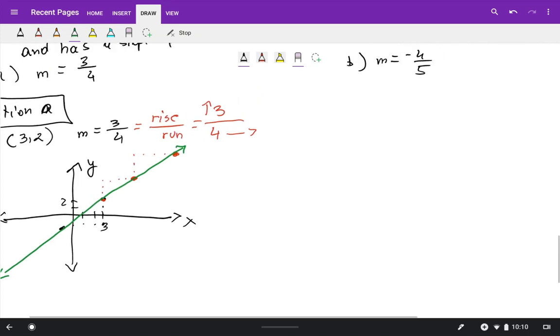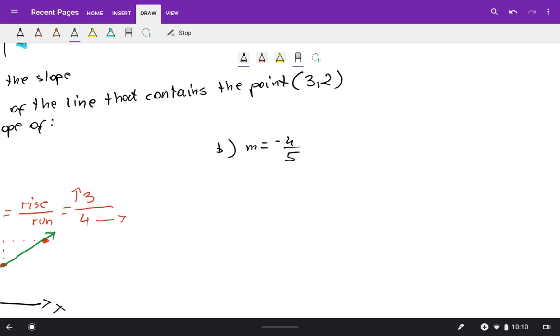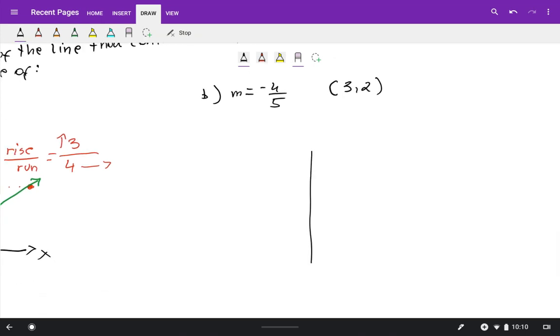Okay, so let's do the same example, but B. So here also we're going to start with graphing point 3, 2 on the coordinate plane. Okay, so 3, 2. Right here, this is the given point.